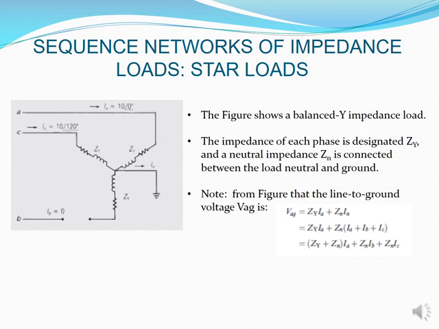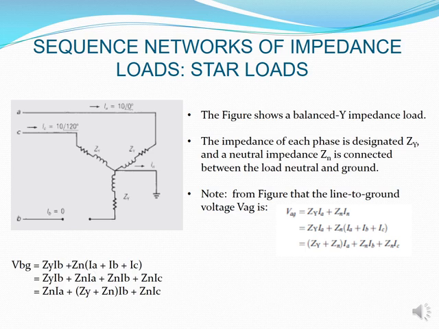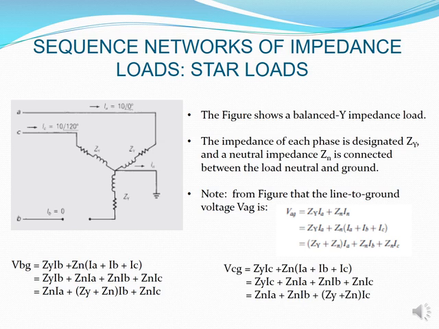Now if I take my IN, I know that I can rewrite it as IA plus IB plus IC. Therefore, I can end up with an equivalent equation of, in brackets, ZY plus ZN times IA, plus ZNIB and ZNIC. I can do the same for my VBG and again for my VCG for the same star node network.